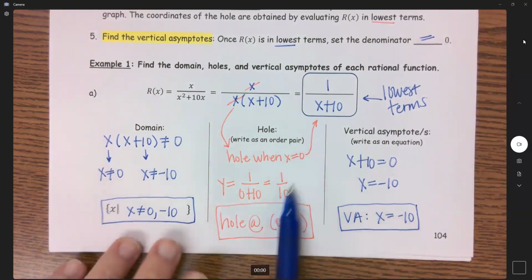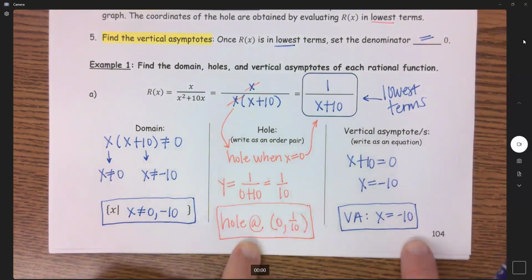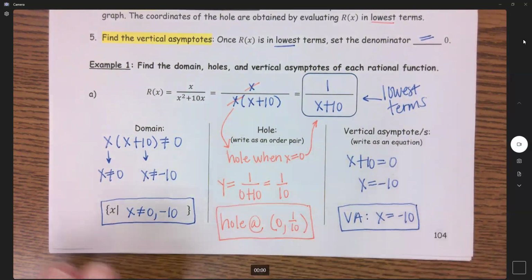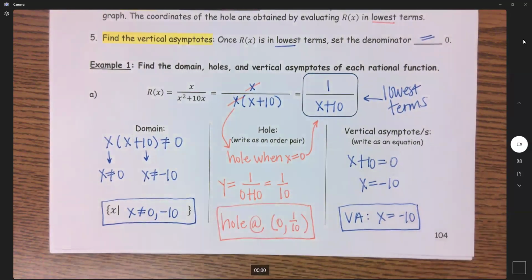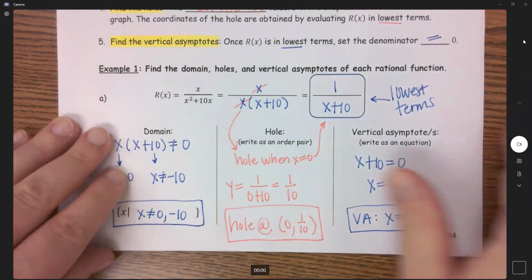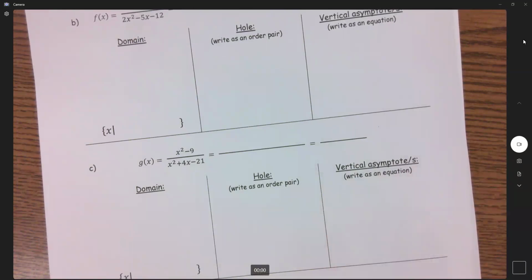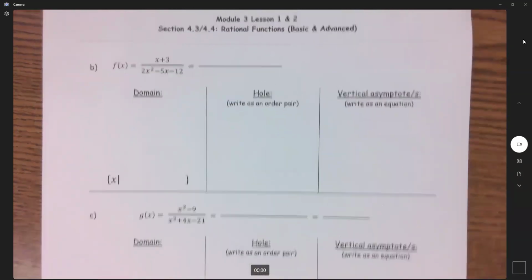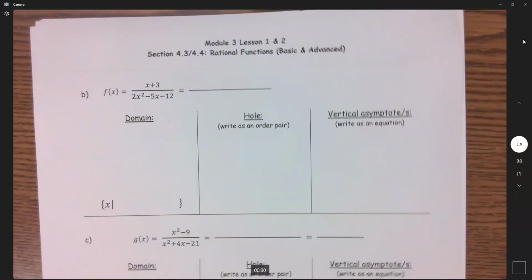Now, those numbers could all be holes. They could all be vertical asymptotes, or it can be split between the two. But when I find what the domain cannot equal, it's because of holes and vertical asymptotes. Okay, let's continue on. And we got 3 more examples on the next page. So I would advise you to open up your book so you can see those 5 instructions on the previous page.